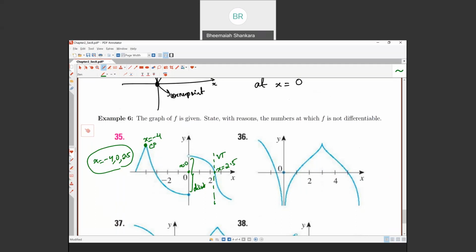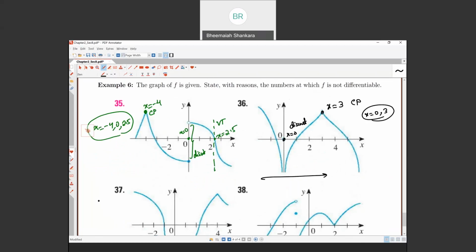Let's move on to the next graph. At x equal to 0, you're seeing that the function is not continuous, and it is discontinuous. At x equal to 3, you have a corner point, and you always move from left to right when you read the graph. So x equal to 0 and x equal to 3 are the 2 points at which the function is not differentiable.